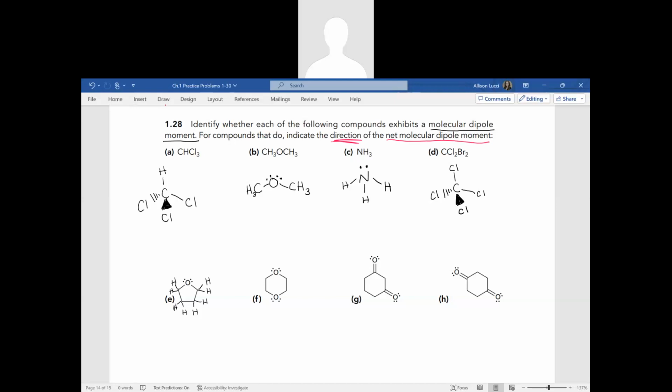So in this first example, A, I have drawn the structure out ahead of time, and we see that we have a carbon-hydrogen bond, and that's pretty nonpolar due to the difference in electronegativity between carbon and hydrogen. But we have 3 chlorine atoms, so each of these 3 bonds would be pointing in this direction towards the chlorine. So the overall net dipole would be something like this, right? We would see it in this direction.